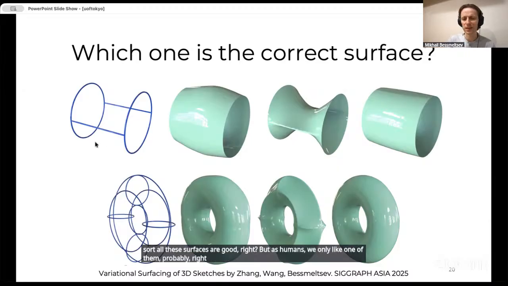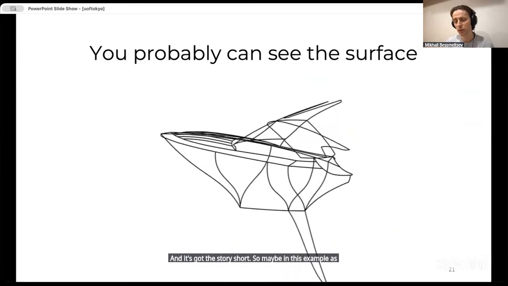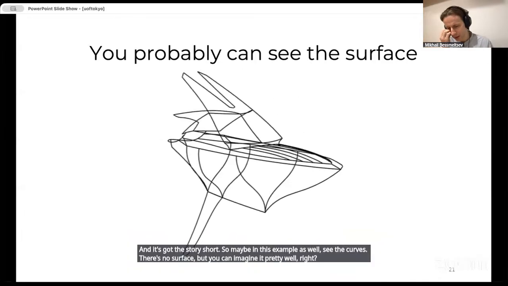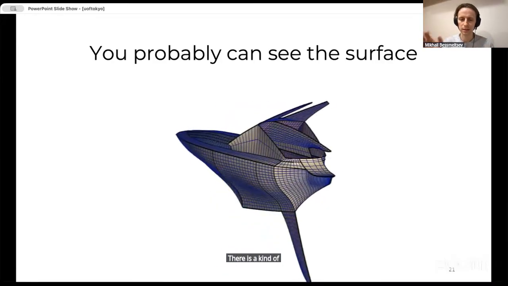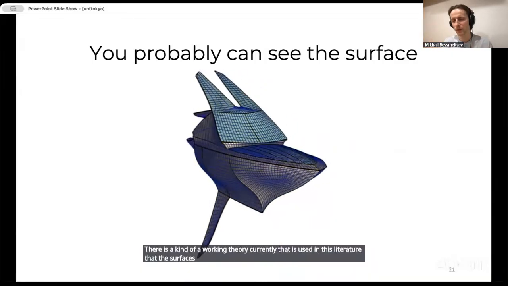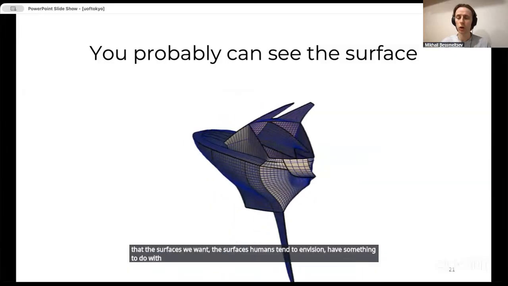So for this input, you probably would pick cylinder. For this, you would probably pick a torus, right? There's something about this that makes sense to us. And to cut the story short, maybe in this example as well, see the curves. There's no surface, but you can imagine it pretty well, right? So there is a working theory currently that is used in this literature that the surfaces humans tend to envision have something to do with principal curvatures.